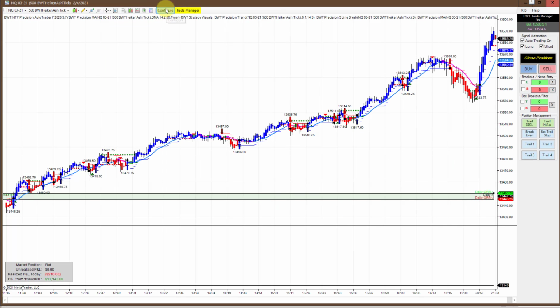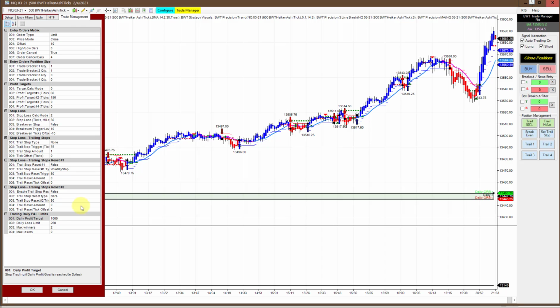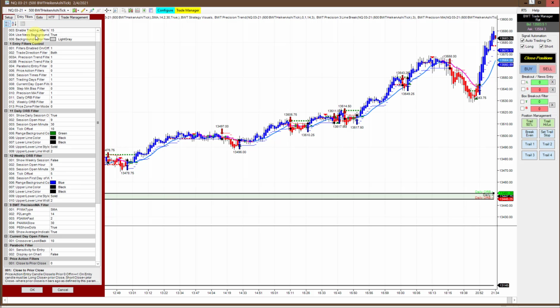This is another Heikin-Ashi 500 tick chart. A $1,000 goal, a 250 stop loss, and only 2 trades are allowed. So a little different money management on this to get it to $1,000. This one is using the open range filter and the precision MA set at 14.